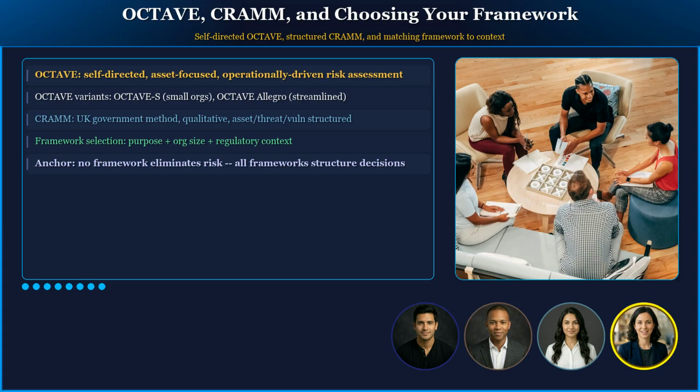Here is the anchor for everything we covered today. Every framework, every control type, every assessment method exists to answer one question: are our security decisions well-informed, documented, and proportionate to the actual risk? If the answer is yes, the program is working. If the answer is no, no framework label changes that.